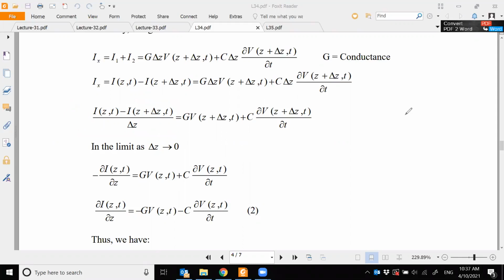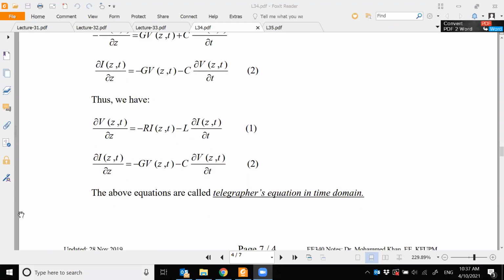So now with KVL and KCL, we got two equations. What are those two equations? These are the two equations. First for the voltage, another for the current. And if you see them, they are coupled, very similar to our magnetic field and electric field. They are coupled. See, voltage, current, current, voltage. And these equations are called the telegrapher's equations, the 1D traveling wave equations, telegrapher's equations in the time domain.